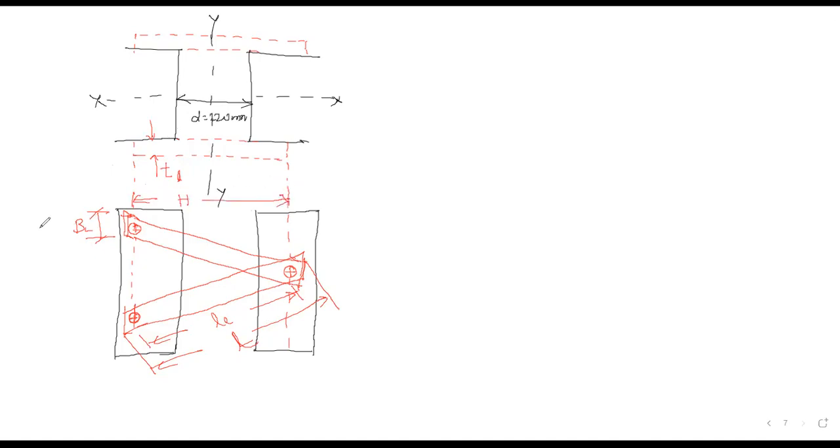The distance from here to here is the horizontal spacing, H. Similarly, the vertical height between bolt to bolt is the vertical spacing. This angle is theta, the angle of inclination of the lacing bar. These are the things we have to calculate in order to design the lacing. First, the horizontal spacing.